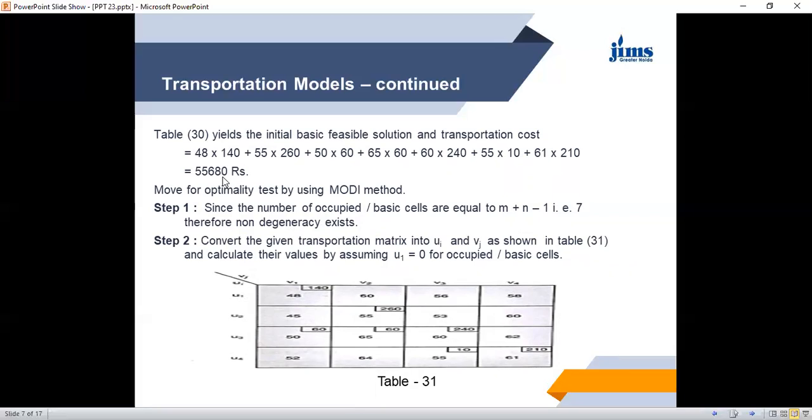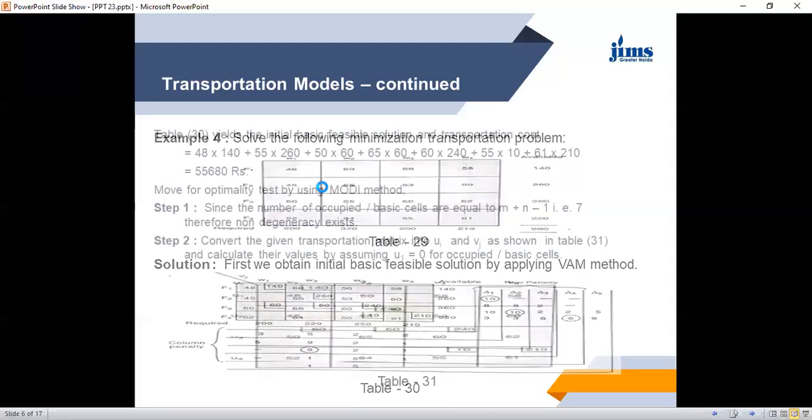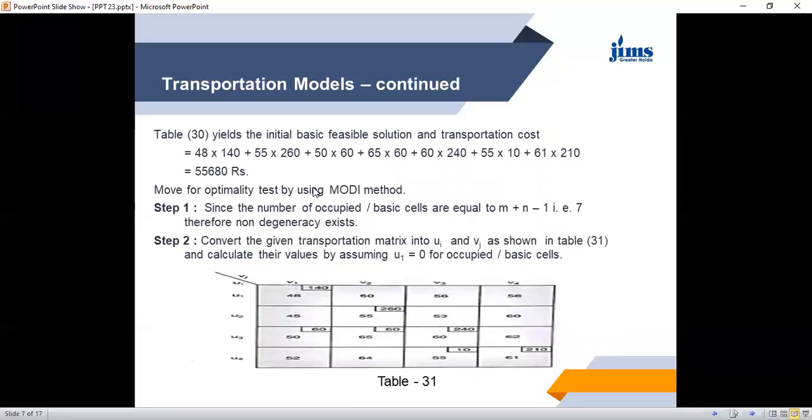Now we do the optimality test by using the MODI method. There are 4 rows and 4 columns here: 1, 2, 3, 4 rows and 4 columns. So m plus n minus 1 is equal to 4 plus 4 minus 1, which is 7. So your problem is non-degenerate, and you can proceed to obtain the optimal solution. So we consider the first row as U1, second row U2, third row U3, fourth row U4, and first column V1, second column V2, third column V3, and fourth column V4.